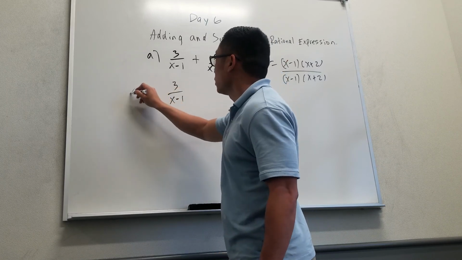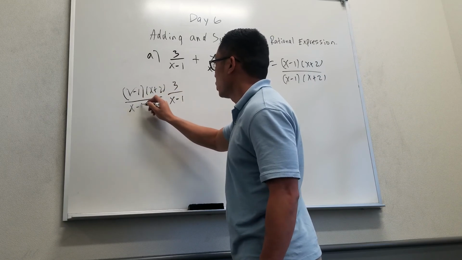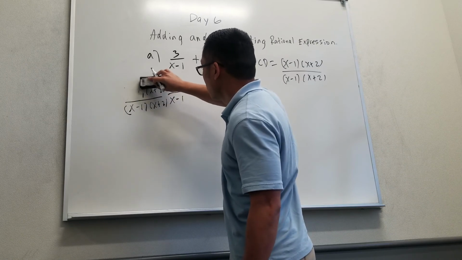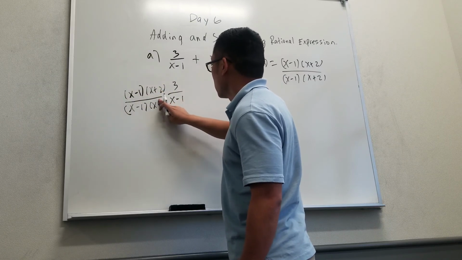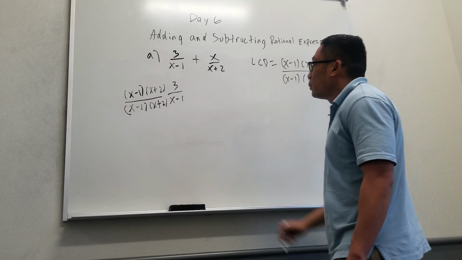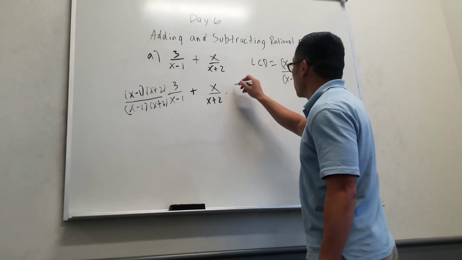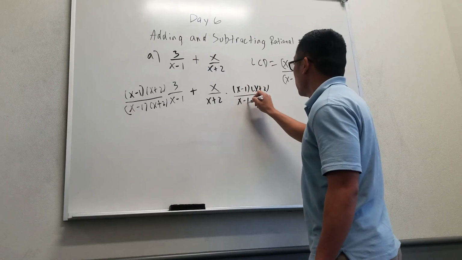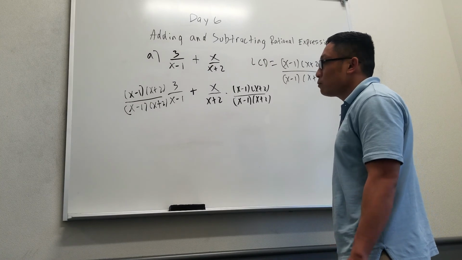So this is going to be x minus 1, x plus 2, this is x minus 1, x plus 2, right? X minus 1, x plus 2. Alright, I have to do the same thing on the other side, so it's x over x plus 2, then this would be x minus 1, x plus 2, x minus 1, x plus 2. So I'm just multiplying everything by the LCD.